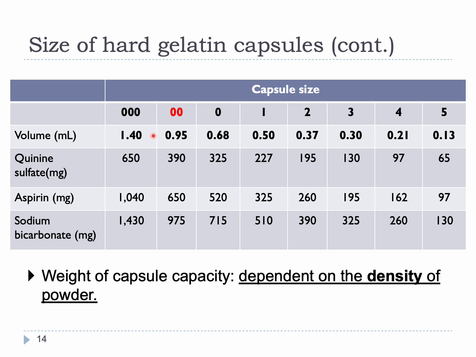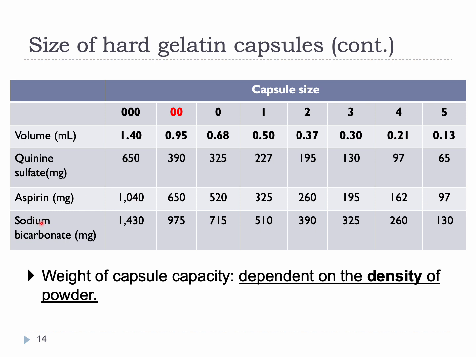Even though the capsule size can have the same volume, look at the ingredient and how much we can put inside. For example, quinine sulfate. For the 000, the maximum amount of quinine sulfate that can be packed into a 000 size capsule is 650 milligrams. However, with the same size 000 and 1.4 milliliter volume, if you use aspirin, because of the density difference between aspirin and quinine sulfate, the maximum amount of aspirin that can be packed into a 000 capsule is 1040 milligrams.